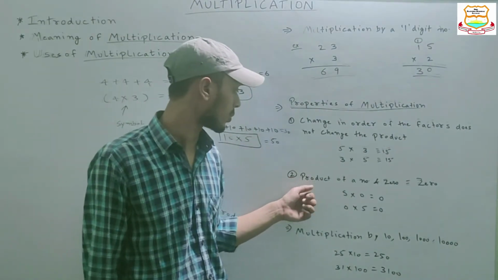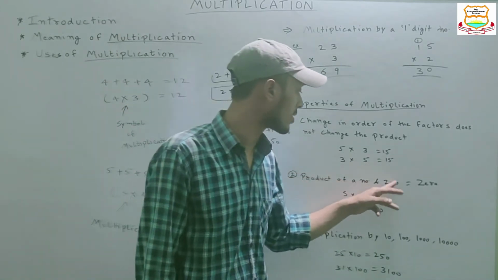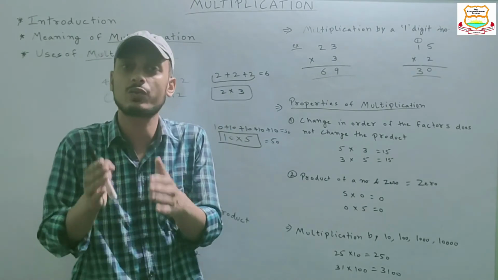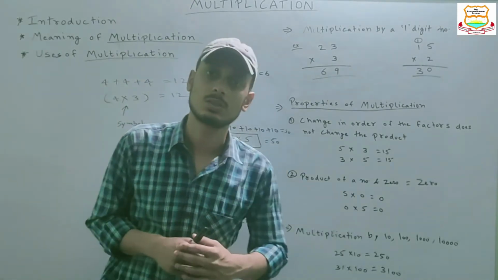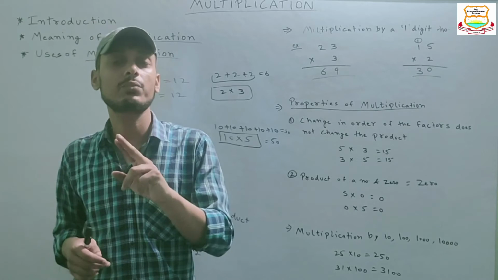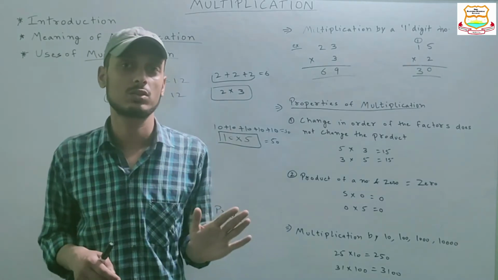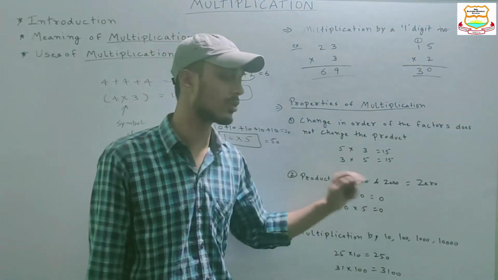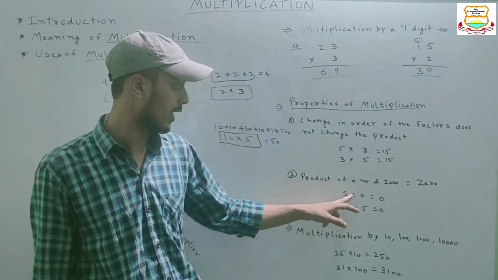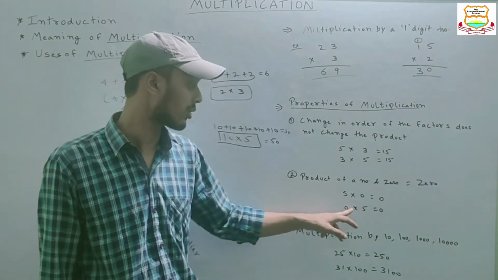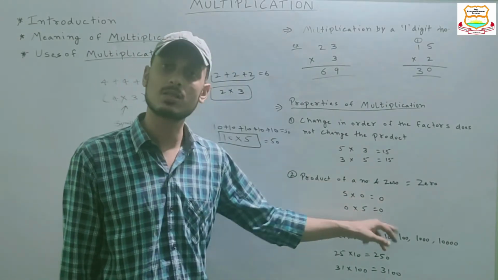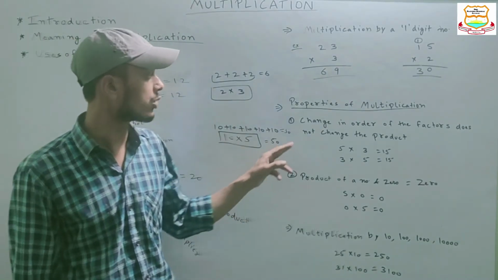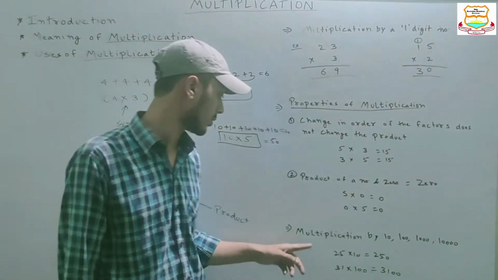Let us see the second property. Product of a number and 0 is equal to 0. It means that when we multiply some number with 0, any number, then the answer will be 0. Here 5 into 0 equal to 0, 0 into 5 equal to 0. Got it? Okay. I hope you have understood this.